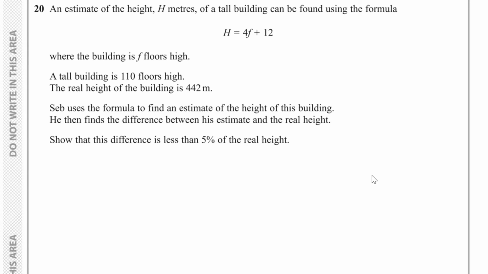Question 20. An estimate for the height h meters of a tall building can be found using this formula: h equals 4f plus 12, where the building is f floors high. A tall building is 110 floors high. The real height of the building is 442 meters. Seb uses the formula to find an estimate of the height of this building. He then finds the difference between his estimate and the real height. Show that this difference is less than 5% of the real height.